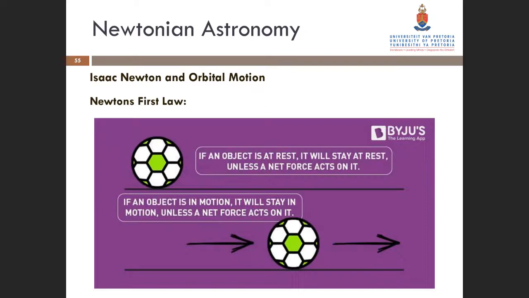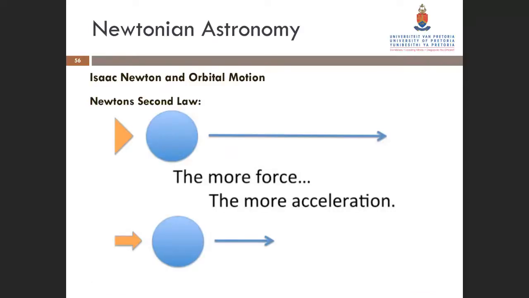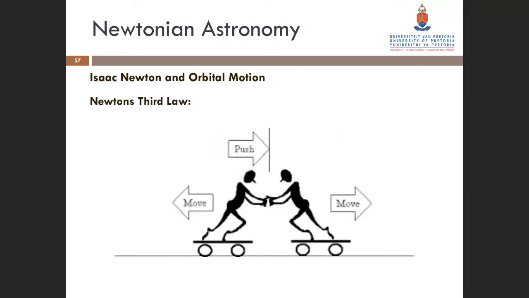So just to recap them a little bit, if an object is at rest, it will stay at rest unless a net force acts on it. If an object is in motion, it will stay in motion unless a net force acts on it. Then the second law: the more force, the more acceleration. Then the third law: every action has an equal and opposite reaction.